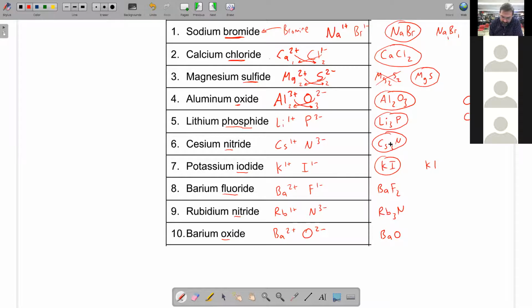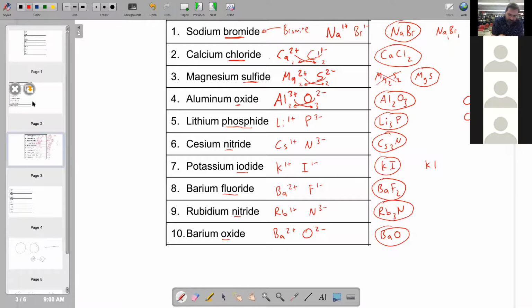phosphide, cesium nitride, barium fluoride, rubidium nitride, and barium oxide. They all end with ides. The names and the symbols always have the metal or the cation listed first on the left-hand side. So those are good examples to go by. That's all you got to do.